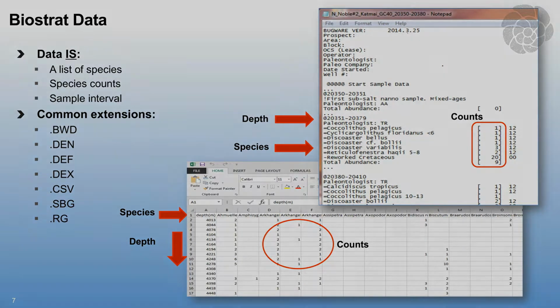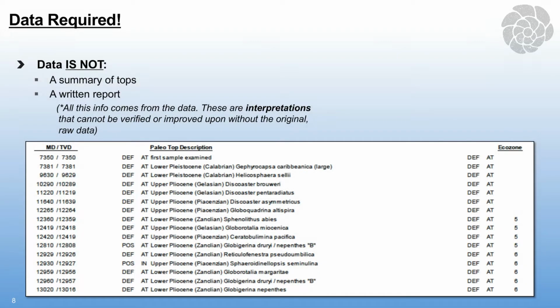And whenever I have the chance, I just have to make a point to say that a list of tops is not data. So if you go ask somebody for the biostrat data for a particular well and they just give you a list of tops, say, thanks, but can I also have the data? Because a list of tops is essentially an interpretation also, and this list can't be verified or improved upon without the original raw data. So that's all I'm going to say about that.